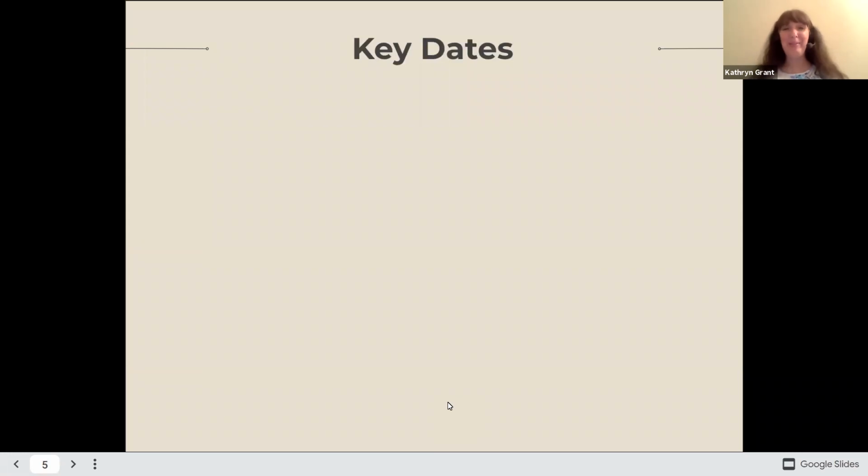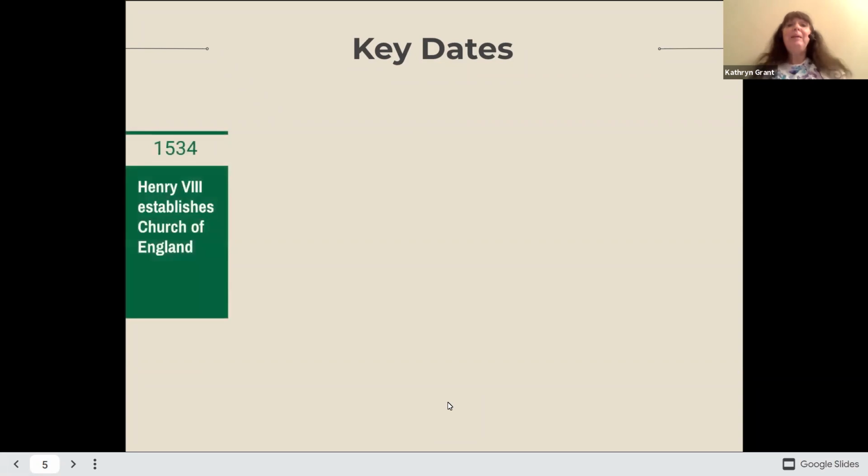Okay, so let's look at some key dates in relation to English church records. Probably a lot of you are familiar with the story of Henry VIII starting his own church. The reason he did that was that he wanted to divorce his wife. She wasn't producing the heir that he wanted. He was a Catholic at the time and asked the Pope for permission to divorce his wife. And the Pope said no. And Henry was not very happy about that. So he said, well, forget you, Pope, I'm starting my own church. And he did. And that became the Church of England.